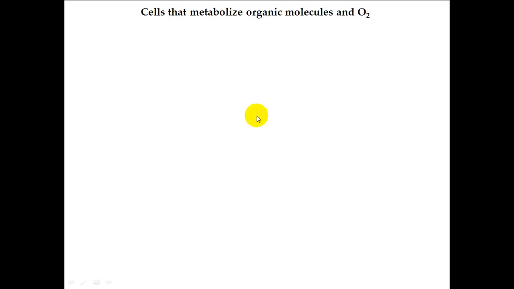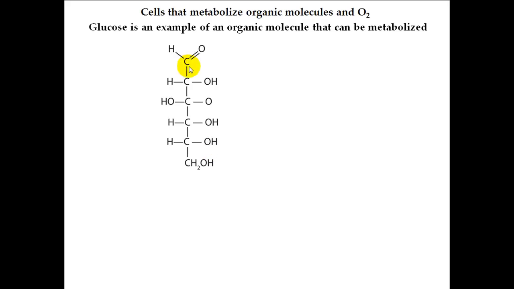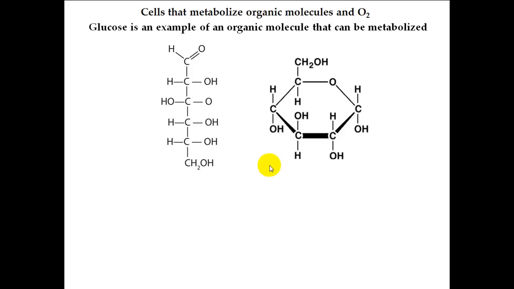The gold standard molecule out there as far as organic molecules are concerned is glucose. So we'll use glucose as an example of how organic molecules are metabolized by cells. If you remember the structure of glucose, it has 6 carbons in it, and then some other functional groups associated with it. So here's glucose in its linear form. Remember that glucose in solution also forms a ring structure that looks like this.